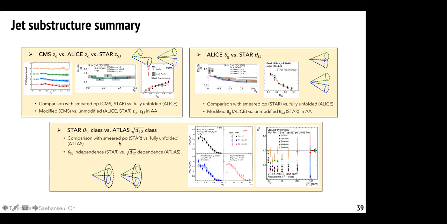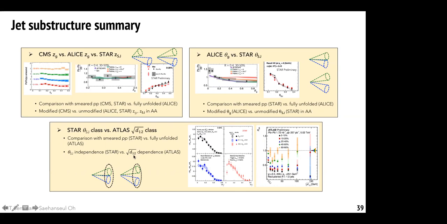Also go to the last one, STAR theta SJ class versus ATLAS square root D12 class. They measure the jet quenching for different classes of theta SJ or square root D12, between wider jets and narrower jets. ATLAS is fully unfolded. STAR is a comparison with the smeared PP, but STAR says it is theta SJ independent, while ATLAS says it has a dependence on square root D12 too.